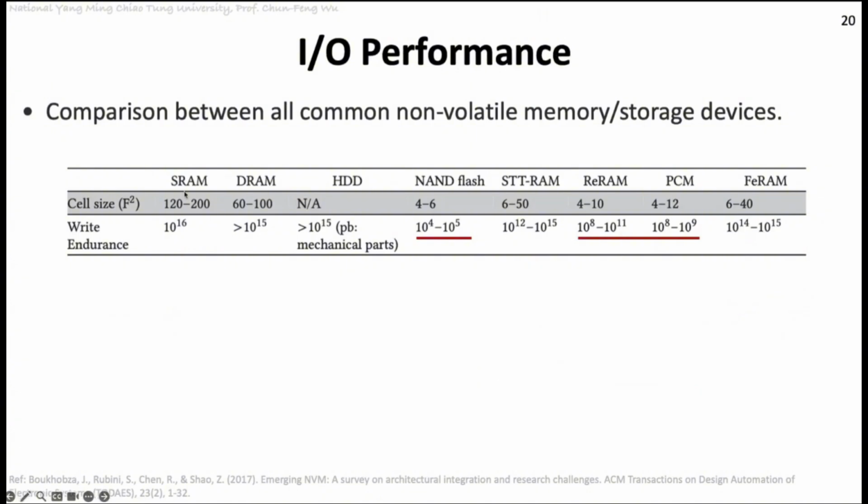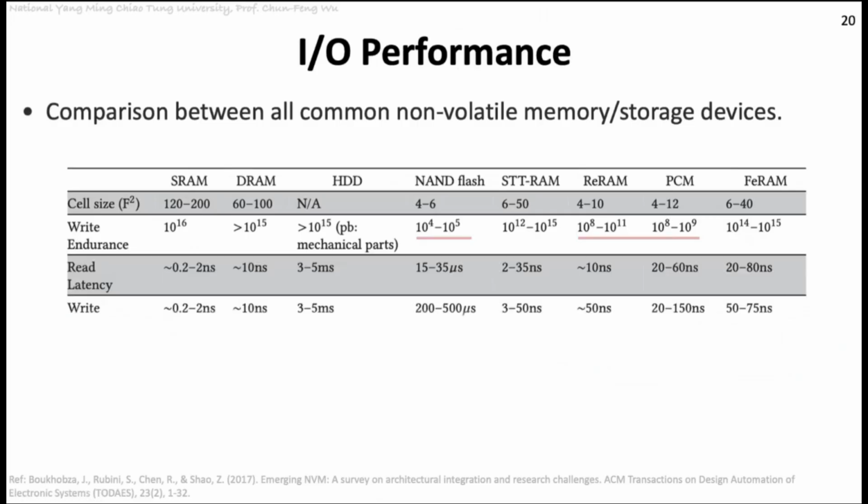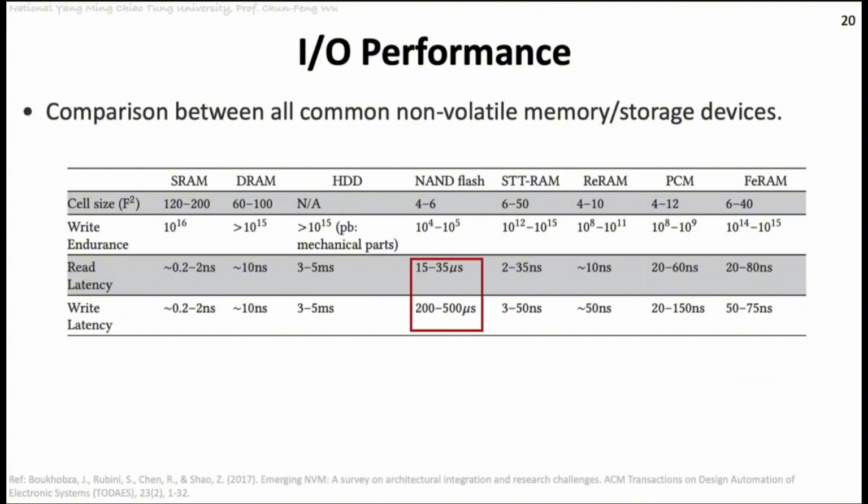Okay, but come back to the SRAM. Actually, the SRAM can endure 10 to the 16 writes. So SRAM has a better capability to serve as a CPU cache. Read and write latency also differ a lot, and we showed that on a prior slide, so let me just skip this one.